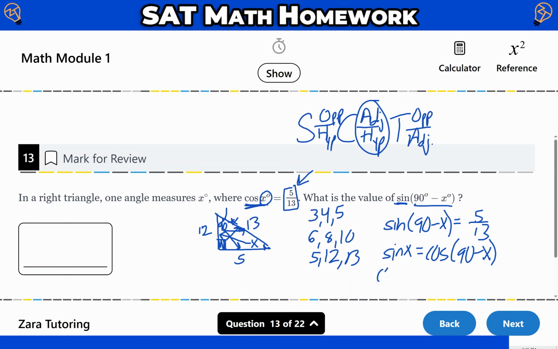And I could go the other way. I could go cosine x is equal to sine 90 minus x. And this concept is called cofunction. So good thing to know there. And next time we see something like this, because it said cosine was 5/13, what's sine of its complement? The same thing, 5/13.